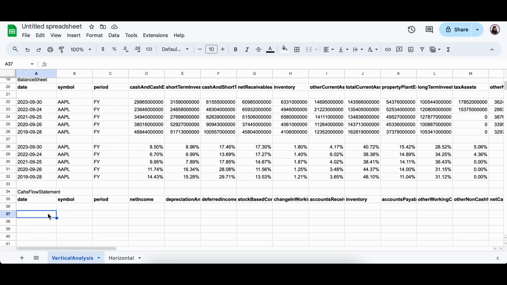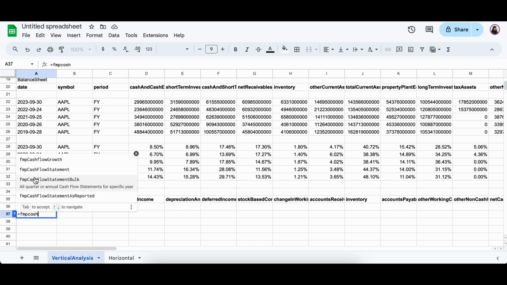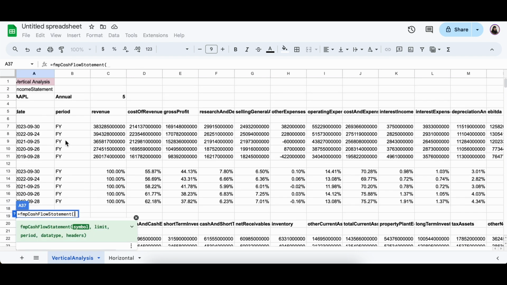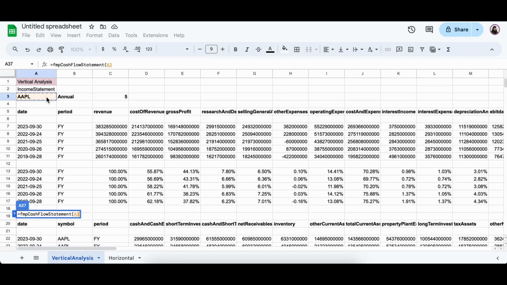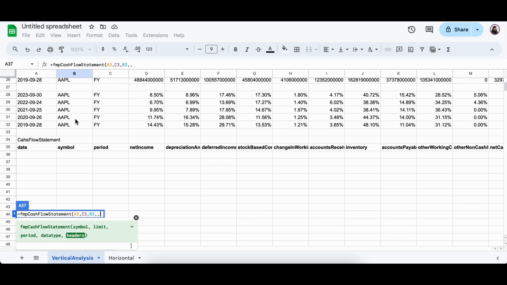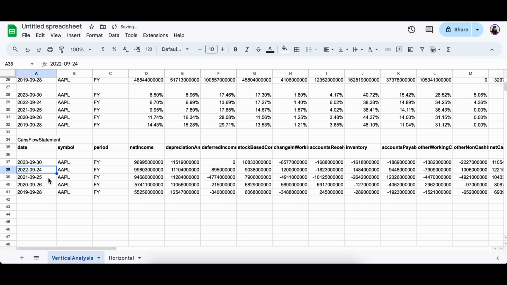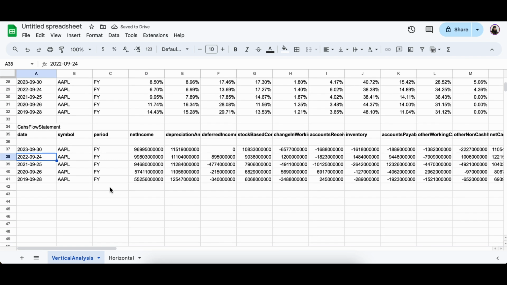Now let's go to the free cash flow. For free cash flow, you do the same thing, FMP, you put free, no, let's try with cash, yes, cash flow statement, yes, this one we need. Again, we put the symbol Apple, then the second one we put limit 5, then the period, this one we skip as usual, and now we export some fields. And here we go. This is the company's cash flow.